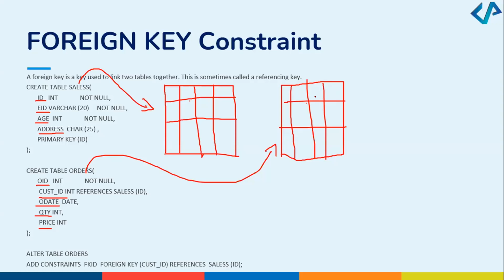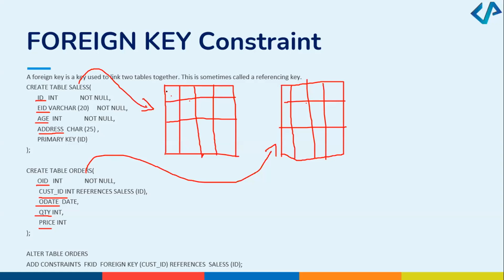When I talk about a foreign key, what does the word foreign mean? Something which doesn't belong to you. It's a foreign country, we say, isn't it? Something which doesn't belong to you. So this particular table has a primary key, which is ID. This column ID is going to be the primary key for this table, isn't it?